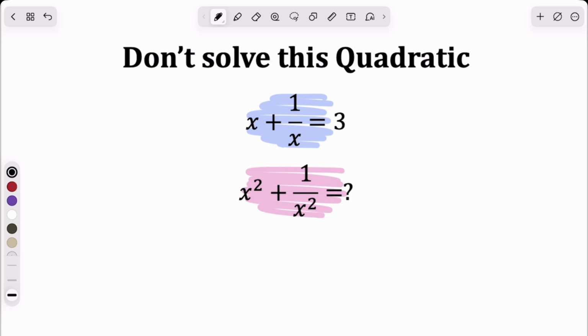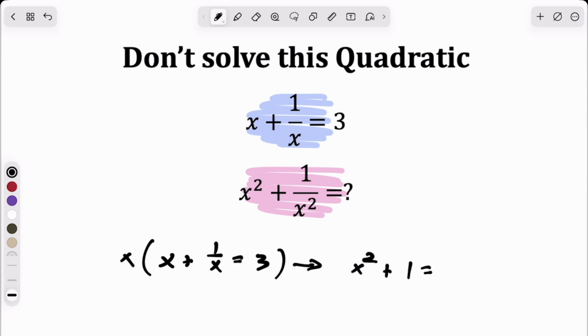A lot of students immediately try to solve for x. So they'll start with x plus 1 over x equals 3. They'll try to multiply both sides by x to get x squared plus 1 equals 3x, or x squared minus 3x plus 1 equals 0. And you could solve this quadratic, but that's not the point. Let's go back to the original expression.